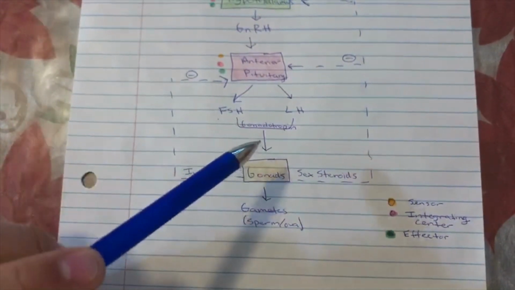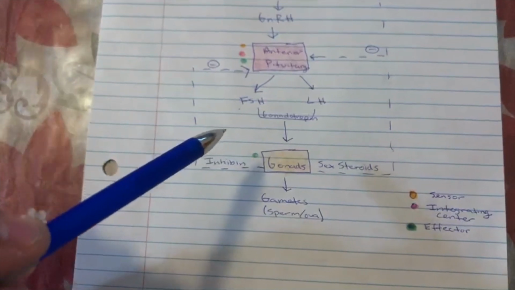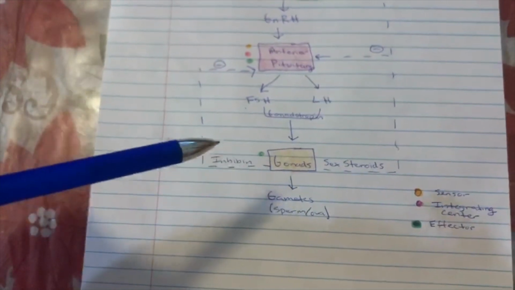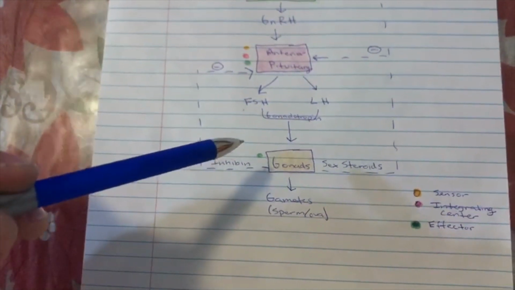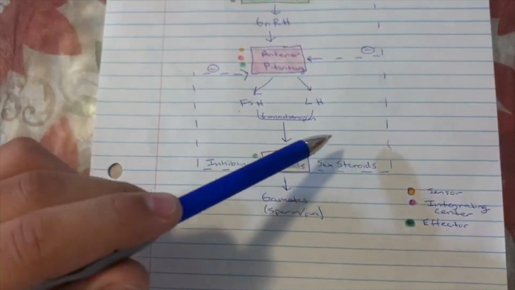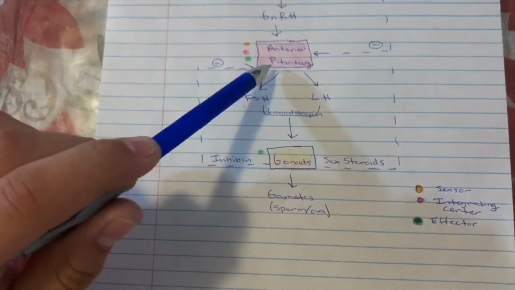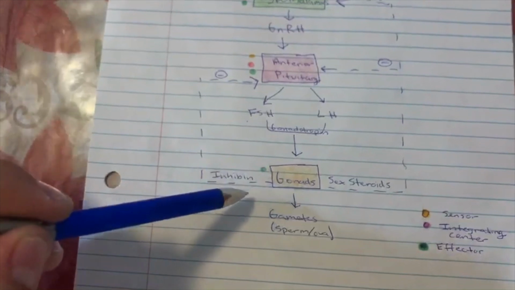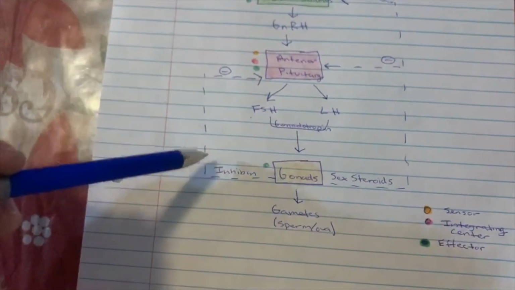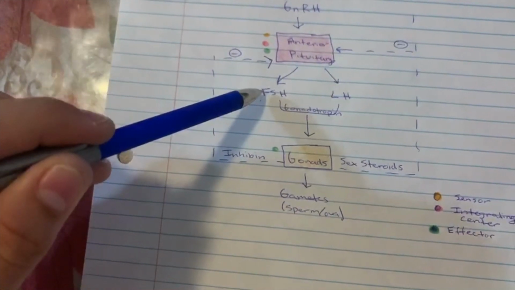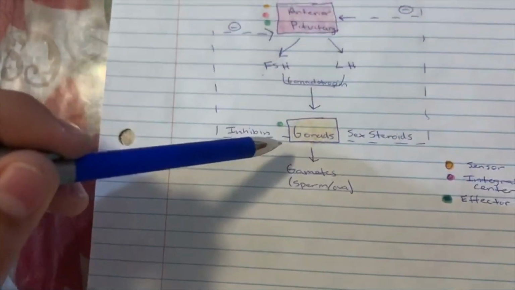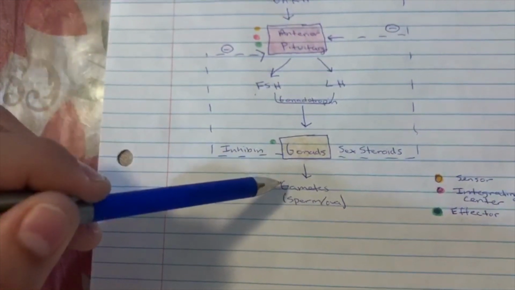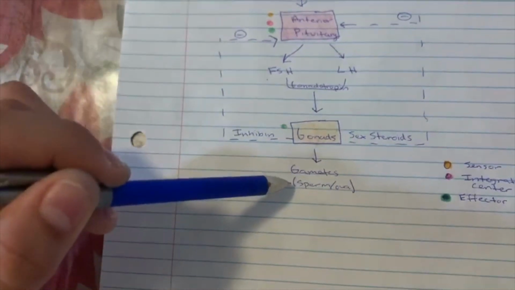Now, the gonads can either release inhibin or a sex steroid. Inhibin is a hormone that functions in negative feedback control of follicle-stimulating hormone secretion. These sex steroids can be sent to the anterior pituitary gland and also the hypothalamus, creating a negative feedback response. The gonads, when they release inhibin, will create a negative feedback response on the follicle-stimulating hormone. After the gonad receives these signals, this will create a gamete, or the sperm or the ova.